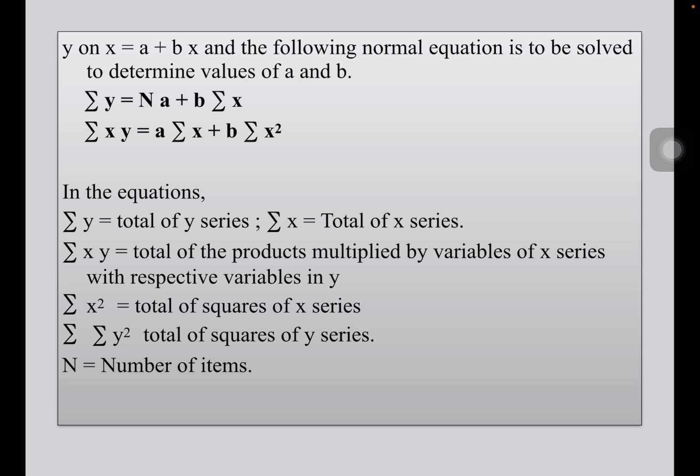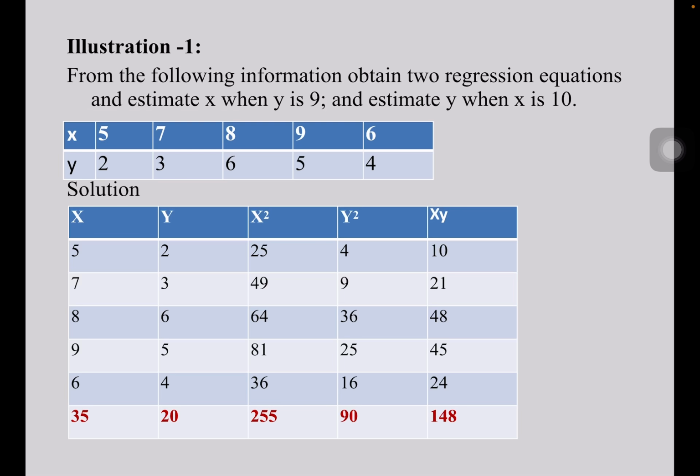In the equation, sigma y denotes the total of the y series, sigma x is the total of the x series. Sigma xy is the total of the products of the variables of the x series multiplied with respect to the variables in the y series. And sigma x square and sigma y square are the totals of the squares of the respective series. N is the number of items.